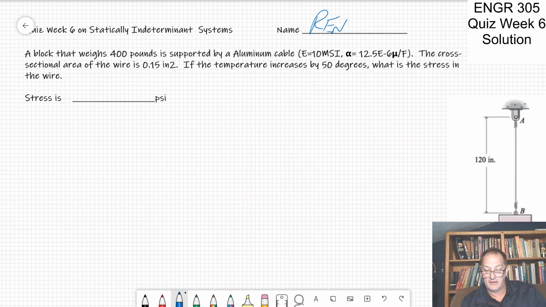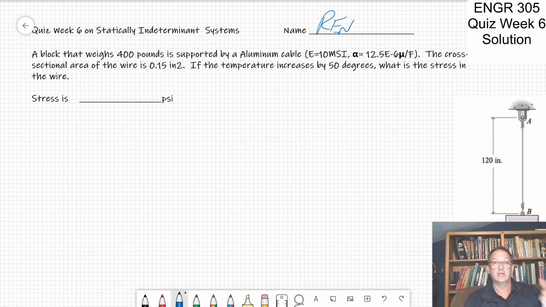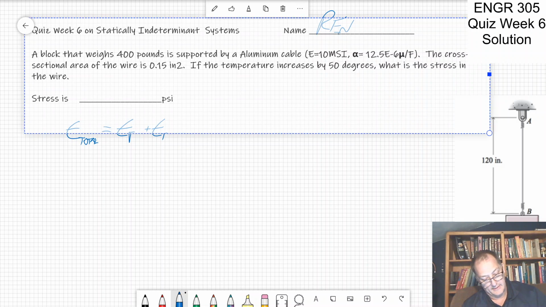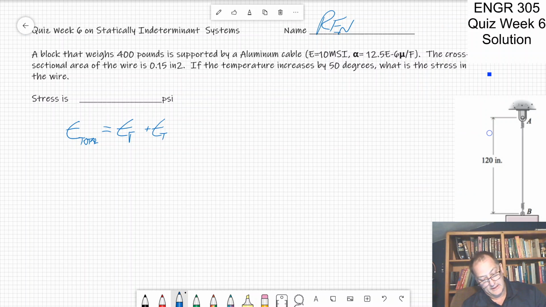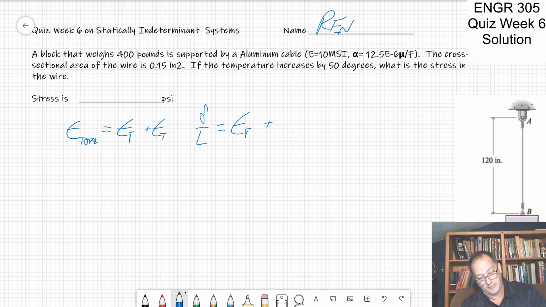120 is my free length. So I've got a strain in the wire or a deflection in the wire. We could think of it either way. We can think of it as the total strain, which this equation is right off our equation sheet, is the structural strain plus the thermal strain. And then I'm going to rewrite that. Delta over L is equal to, that's my total strain, is equal to my structural strain plus my thermal strain.